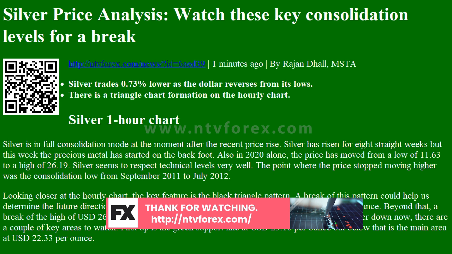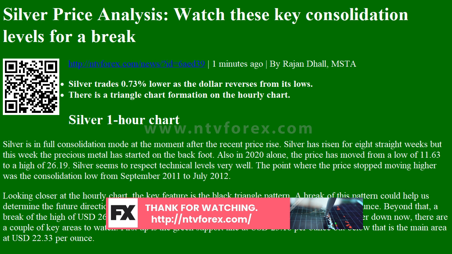Looking lower down now, there are a couple of key areas to watch. First up is the green support line at $23.18 per ounce, but below that is the main area at $22.33 per ounce. The indicators are pretty mixed at the moment.